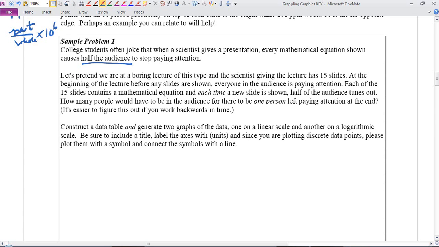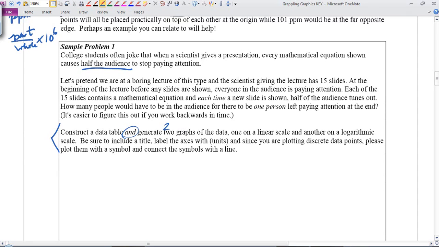So your job is to construct a data table and generate two graphs of the data, one on a linear scale and another on a logarithmic scale. So be sure to include a title, label the axes with units in parentheses, just good graphing syntax, I guess, for lack of a better word on my behalf. And since you're plotting discrete data points, please plot them with a symbol and connect the symbols with a line. A dot is a symbol. A triangle is a symbol. A box is a symbol. It's your call. I'm going to use a dot.